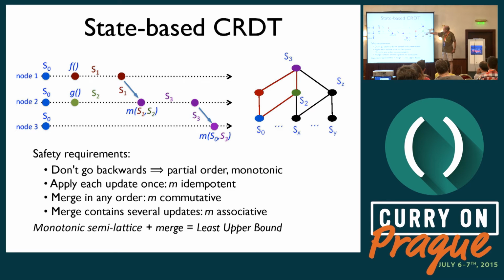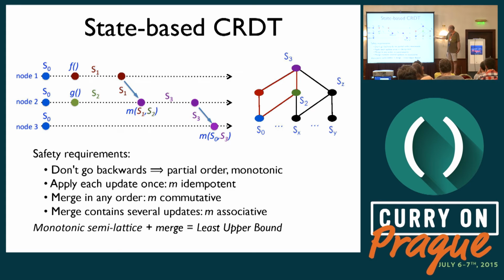I told you that you just send state around and basically it's random. So you might receive the same state several times, or you may receive different copies of different states that contain the same update. Therefore, you want that to be idempotent. And you never know in which order the merge is going to happen, and therefore the merges have to be commutative, right? And also, a merge may contain multiple updates, and therefore the merge has to be associative.